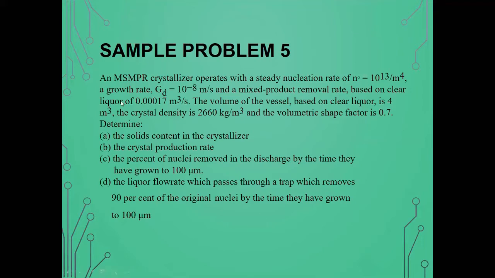So we are to determine all this: the solids content in the crystallizer, the crystal production rate, the percent nuclei removed in the discharge by the time they have grown to 100 micrometers. And last is the liquor flow rate which passes through a trap which removes 90% of the original nuclei by the time they have grown to 100 micrometers.